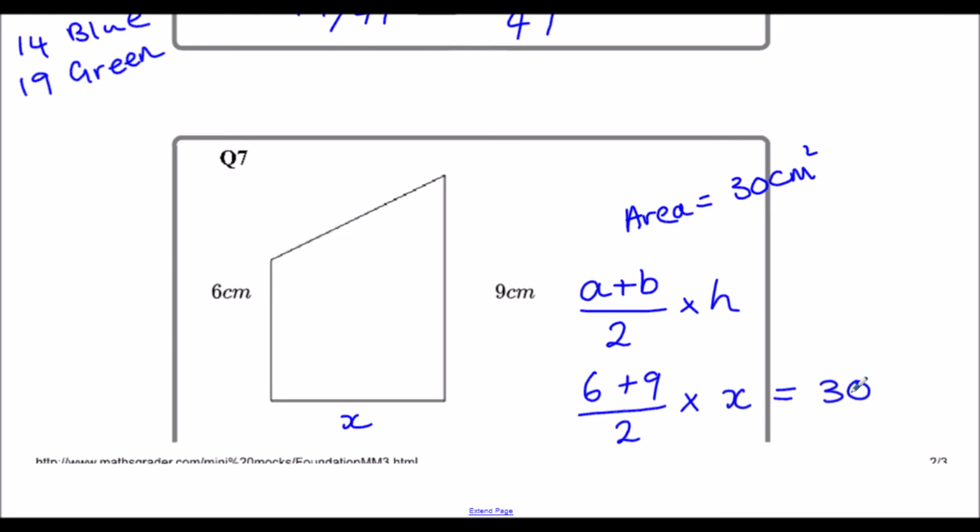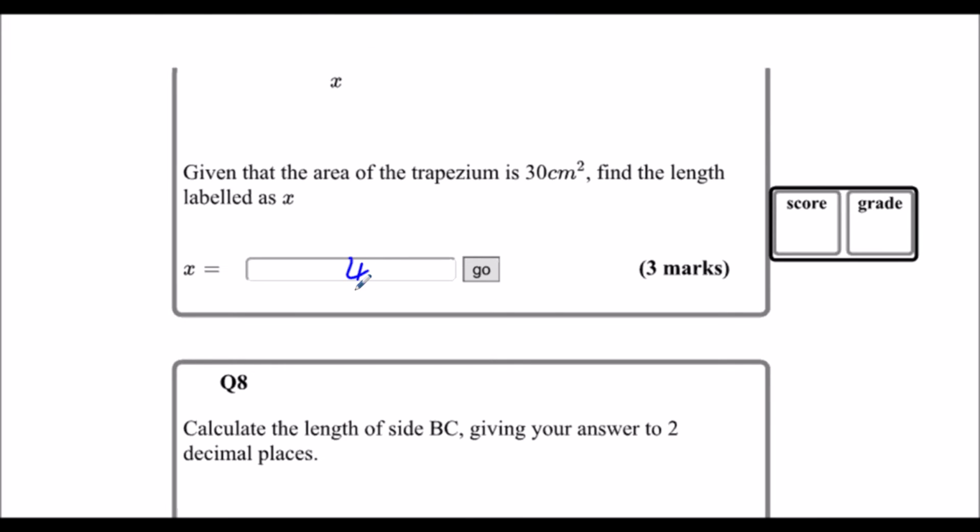So 6 plus 9 divided by 2 is 7.5. So that's 7.5 times x. So 7.5x equals 30. And to get x by itself, I divide both sides by 7.5. So x is 4. So x must be 4 centimeters long.